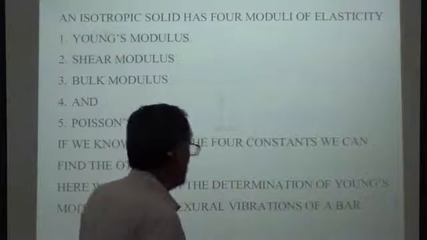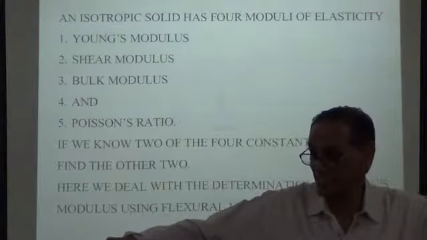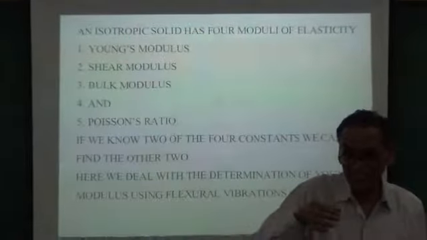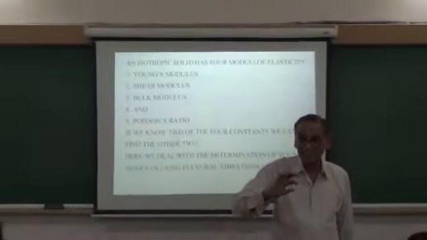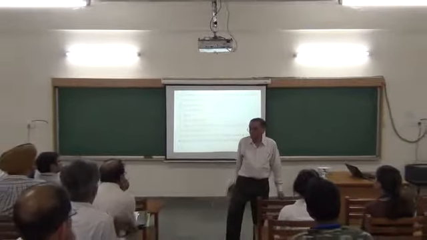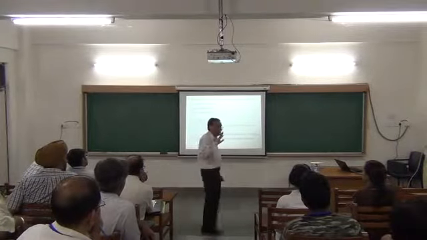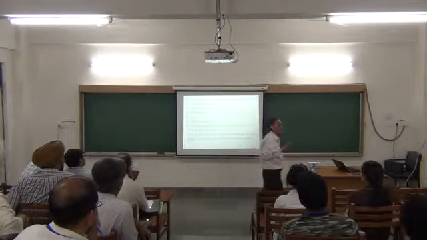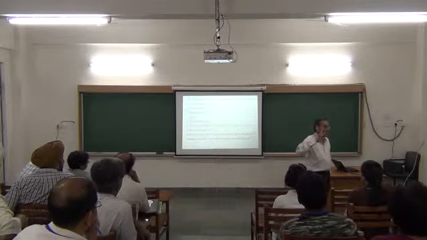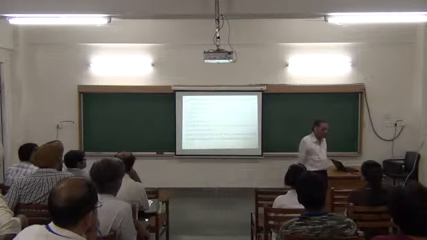And finally, the Poisson's ratio. Extend a material in this direction, it will contract in this direction. So the contraction in the perpendicular direction divided by the extension in the longitudinal direction, that ratio is the Poisson's ratio. But all these 4 moduli are not independent. There are only 2 independent elastic constants for an isotropic material.